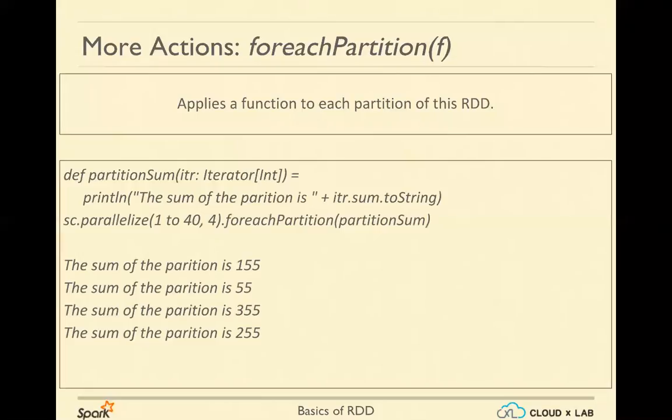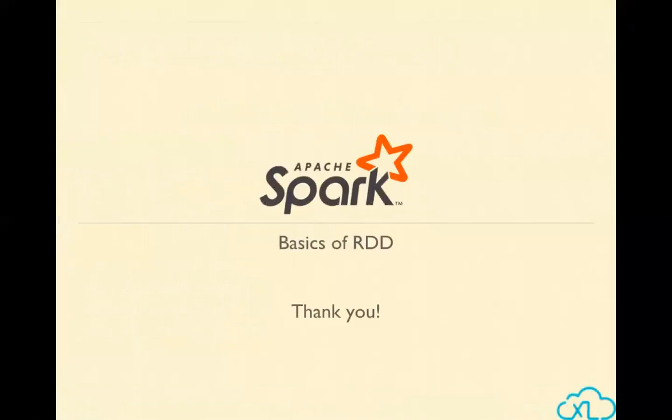So imagine that we have, let's say we are doing a partition sum, and we want to just print the sum. We don't want to construct a new RDD. Then we can just call foreachPartition. All right. So we're using foreachPartition. You could do many things. All right. So that's pretty much with respect to the normal basic RDD.